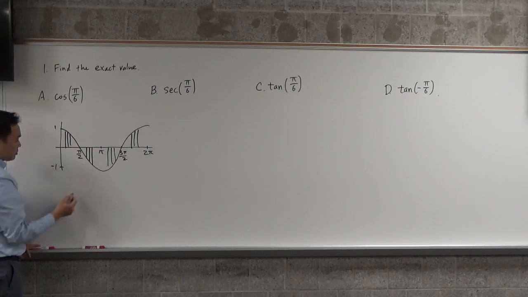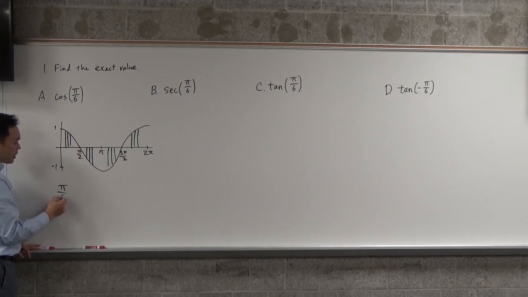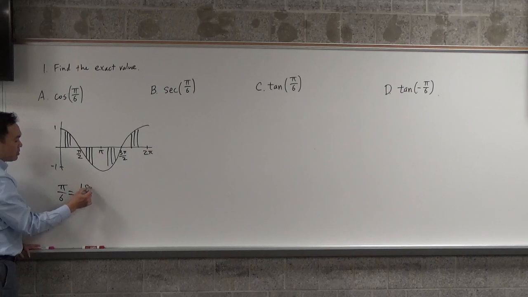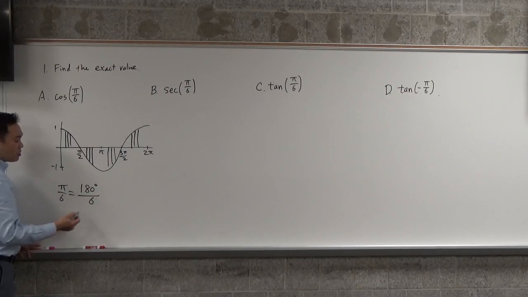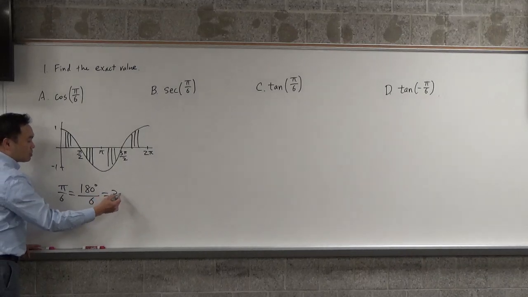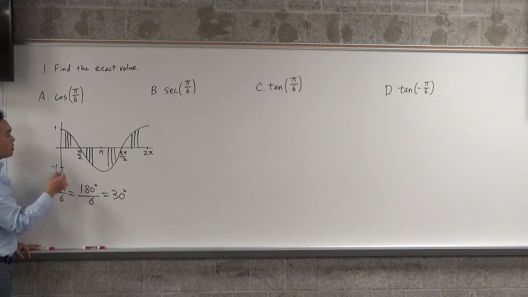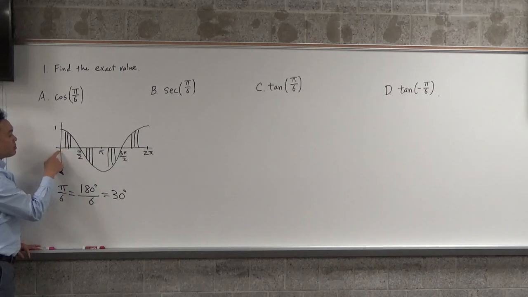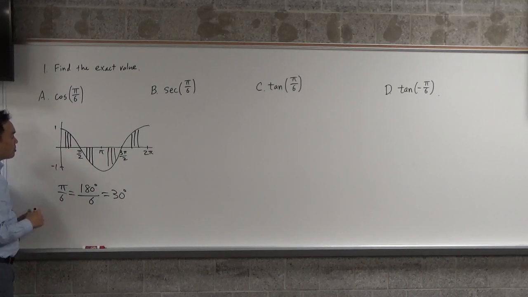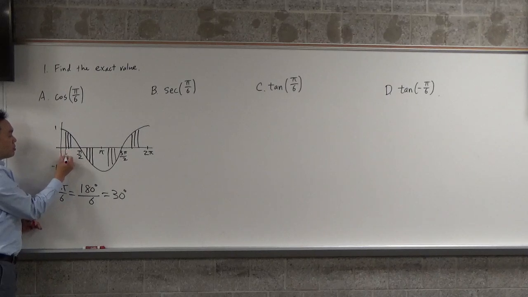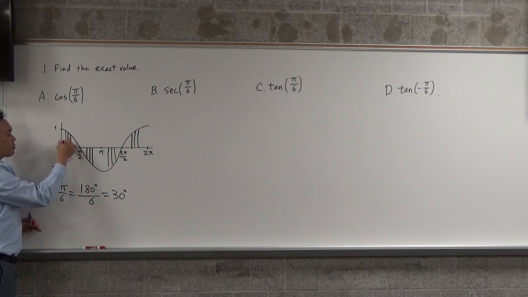And then, let's see, what's pi over 6? Pi in degrees is 180 degrees. So if you divide 18 by 6, you get 3. So this means it's 30 degrees. So it's definitely between 0 to 90 degrees, and you have to know that the special angles are 30, 45, 60. Which means you're looking at the 30-degree one, the very first guy right here.